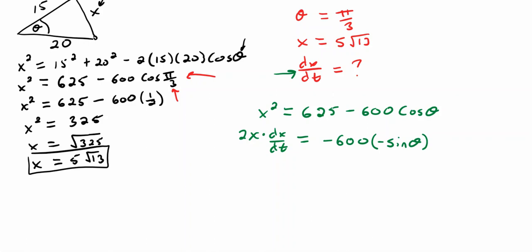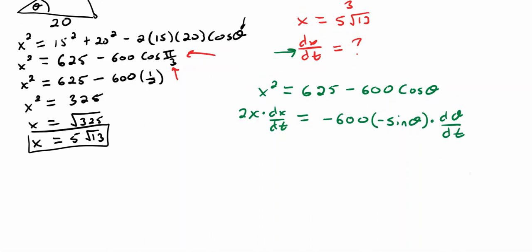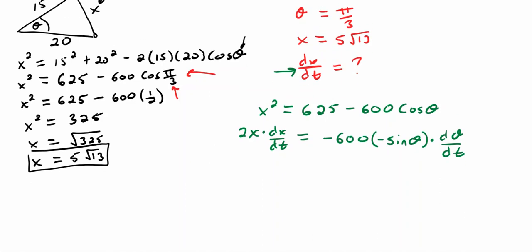Exactly, because we have to do chain rule here. We took the derivative of sine, and now you have to take the derivative of theta, but it's the derivative of theta with respect to time, so d theta dt. Just don't forget about those. That's an easy place to make a mistake, to forget to tack those on.